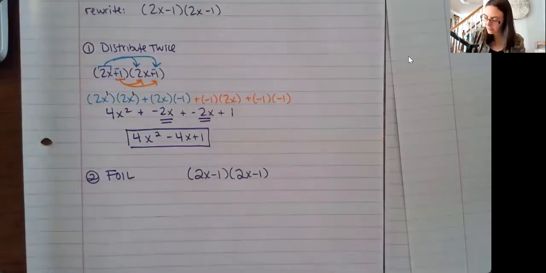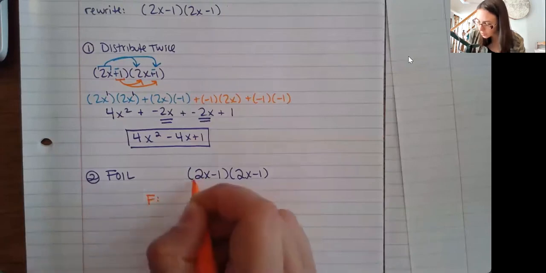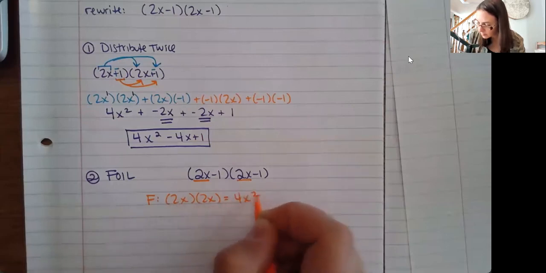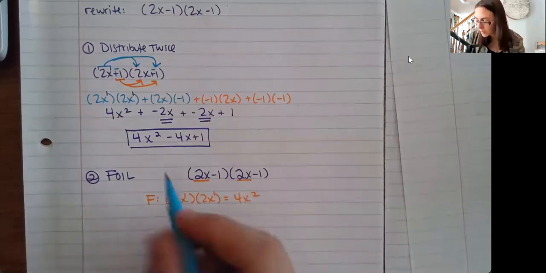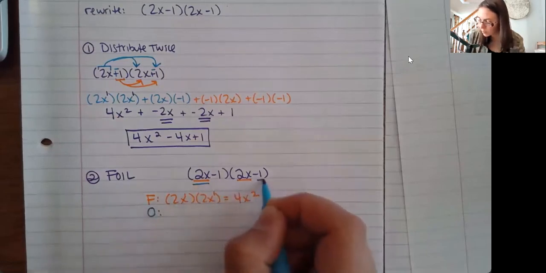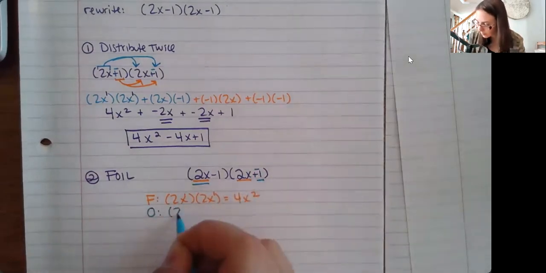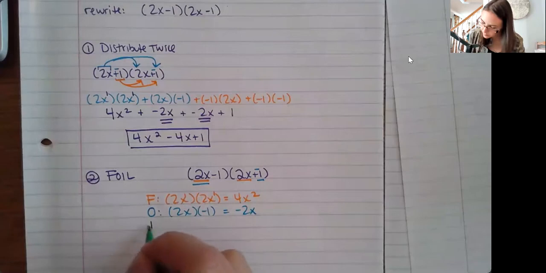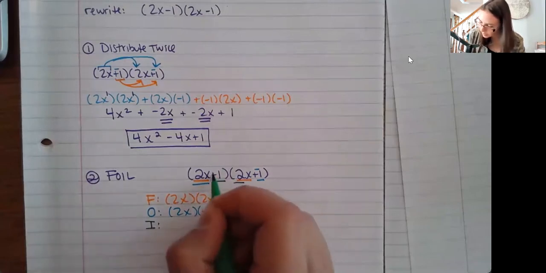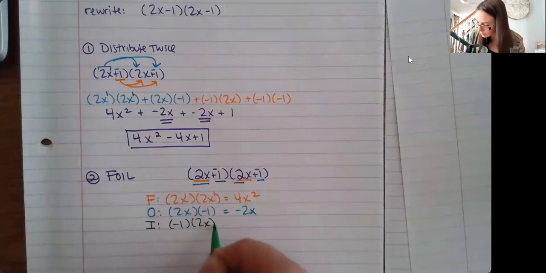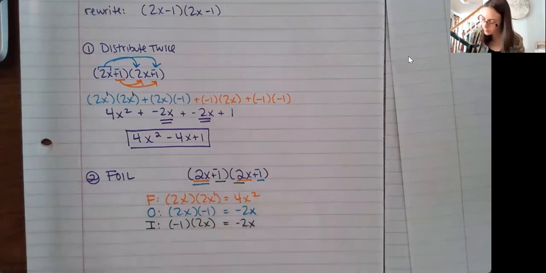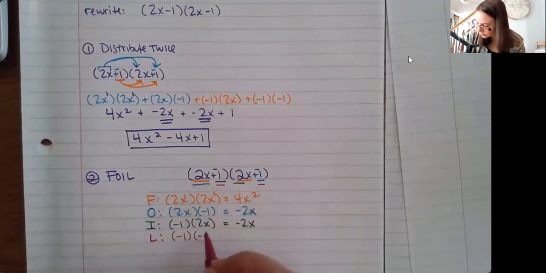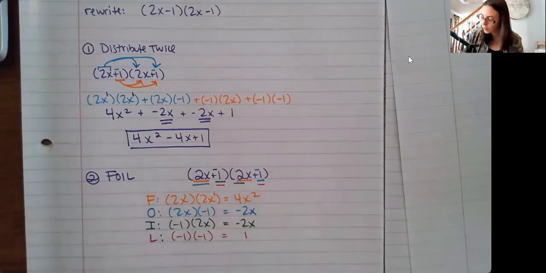If you prefer to think of this as a FOIL, our first terms are going to be the 2x and the 2x. So I kind of tend to like to write it like this. Just kind of write it more vertically. My outer terms are 2x and negative 1. So again, that's going to be a negative 1 there. My inner terms, again, I have a negative 1 and a 2x. And then my last terms, and then what we just do is we go ahead and we put it all together.